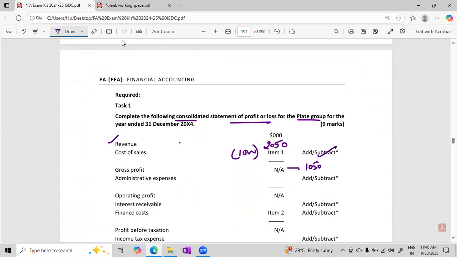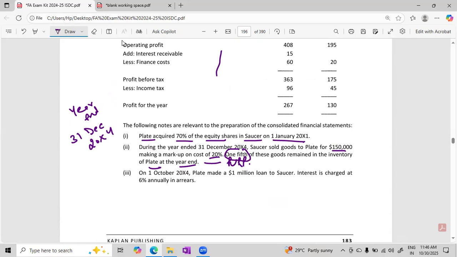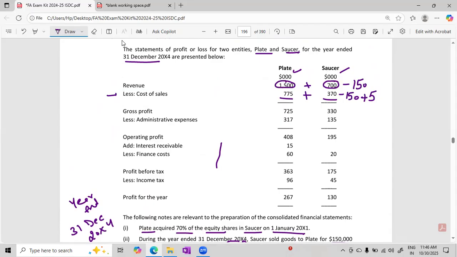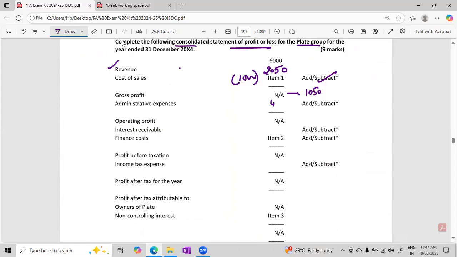Now next let's see administrative expenses. So there is no adjustment for administrative expenses. We have been given an adjustment for interest, so we will deal with it later on. So for administrative expenses, just simply add 317 and 135. When you add 317 and 135, you will get a figure of 452. And since it is an expense, we are going to subtract it. So when you subtract 452 from 1050, you will get operating profit of 598.